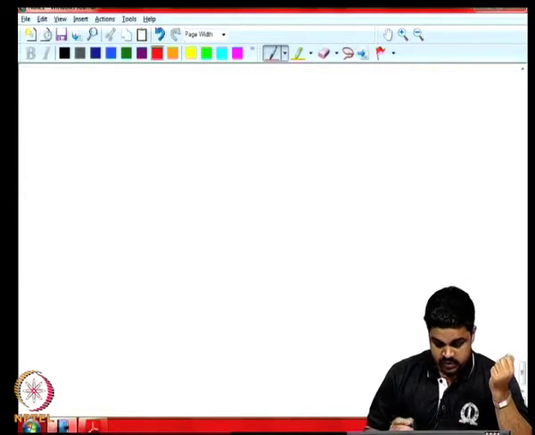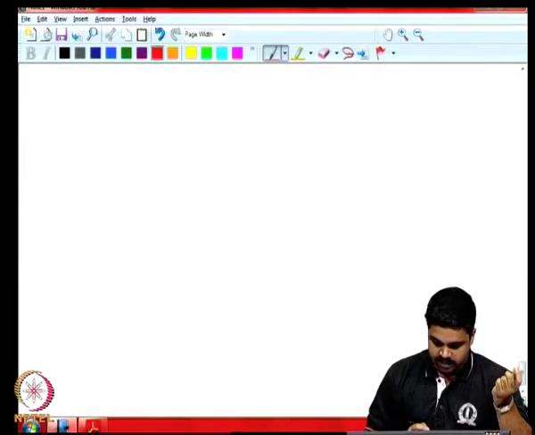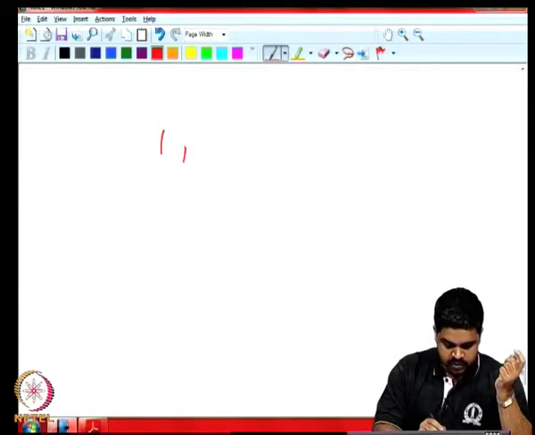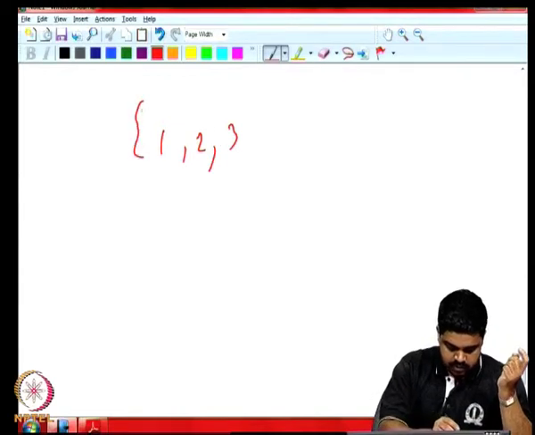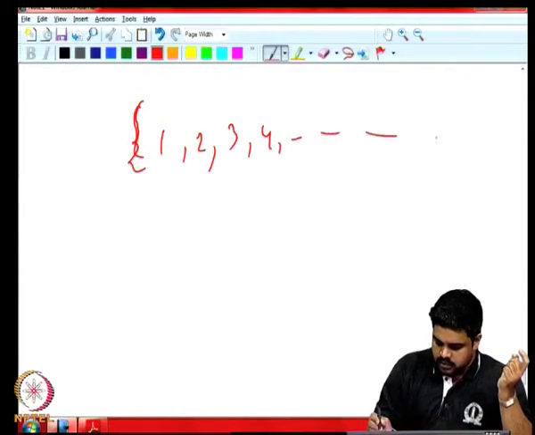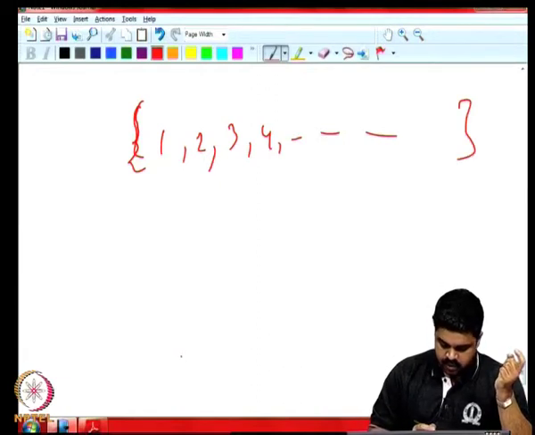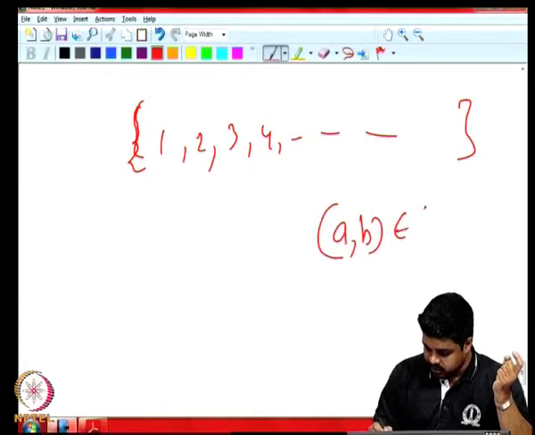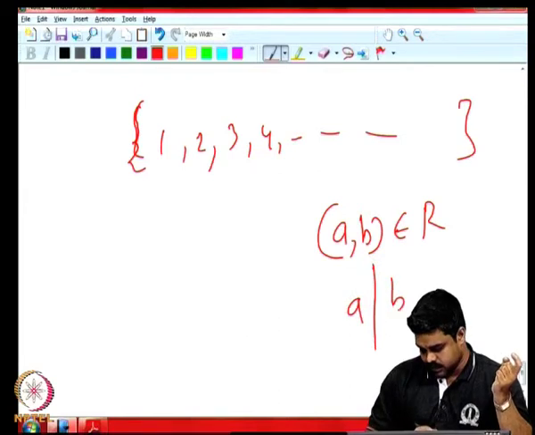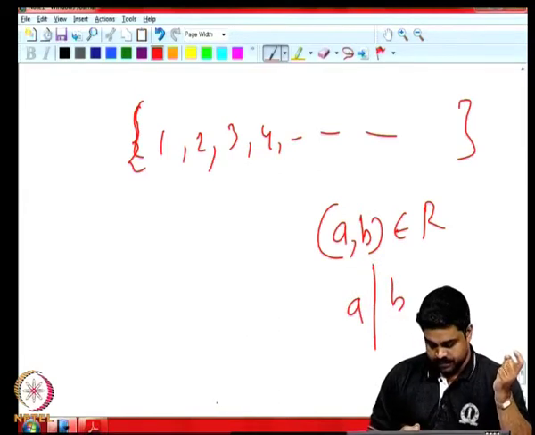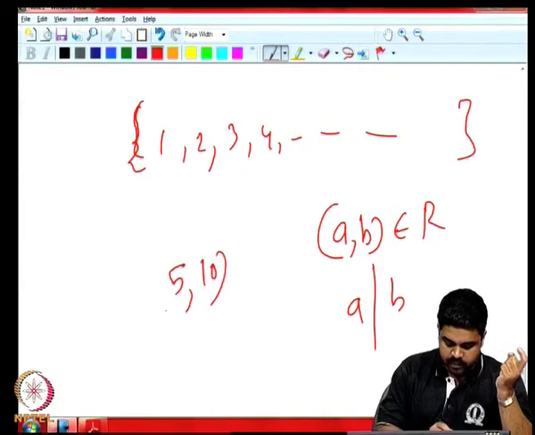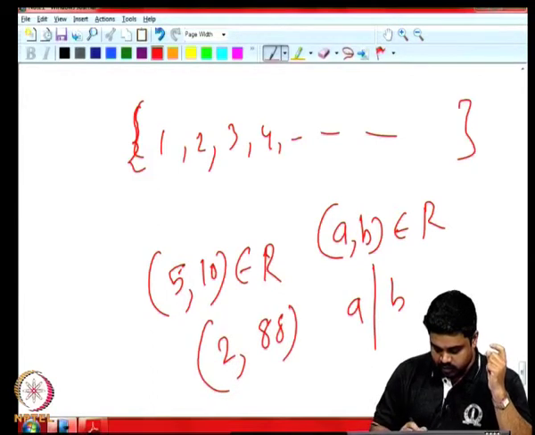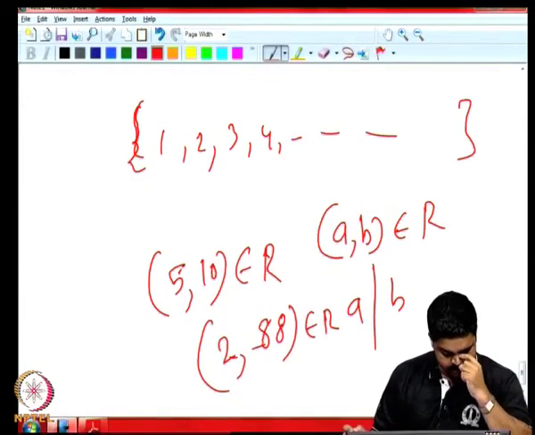This was a total order in the example we considered now, but a non-trivial example can be obtained. Suppose we take the set of natural numbers, 1, 2, 3, 4. Here we can define a relation by saying A comma B belongs to the relation if A divides B. That means A is a factor of B. For instance, 5 comma 10 would belong to our relation because 5 divides 10, or 2 comma 88 will belong to our relation because 2 divides 88, right?